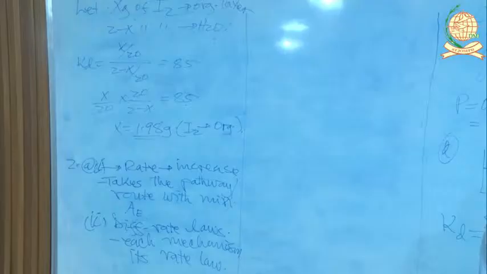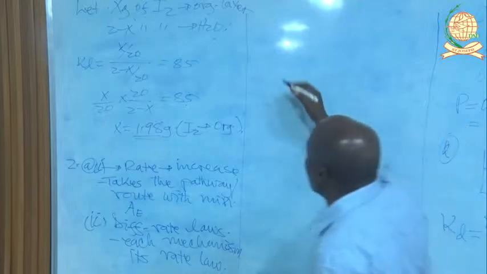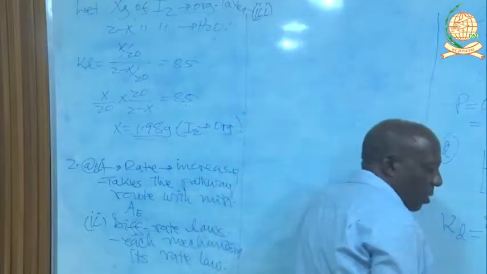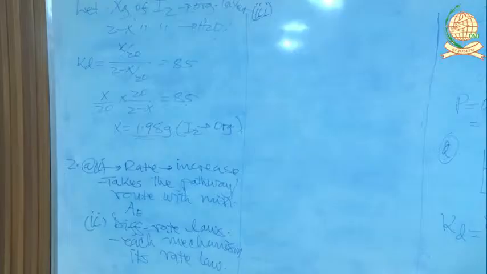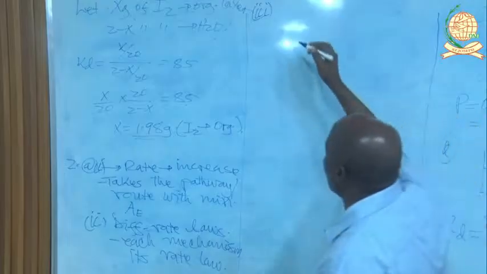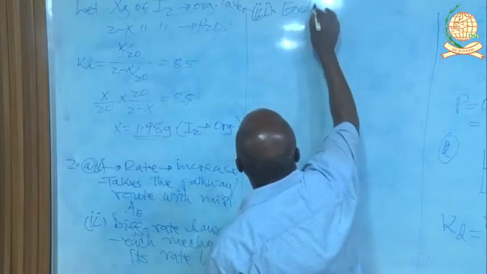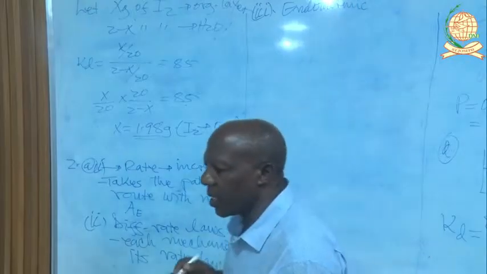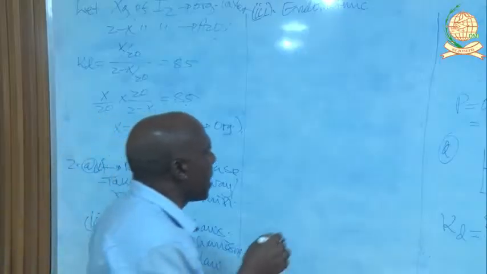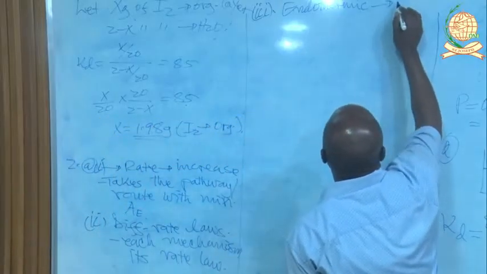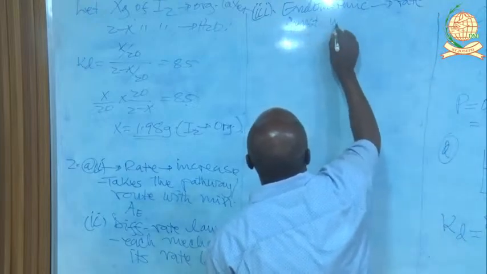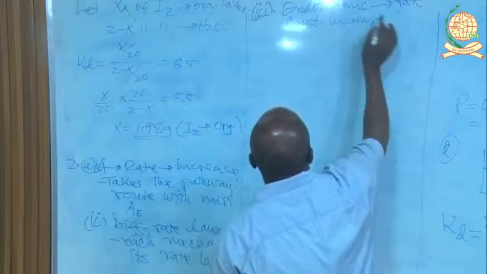Then Roman 3, explain why temperature affects the rate constant. Now this depends on the type of reaction, whether the reaction is exothermic or endothermic. Now if the reaction is endothermic, an increase in temperature favors the reaction. As a result, the rate constant will increase. More products will be formed as a result.